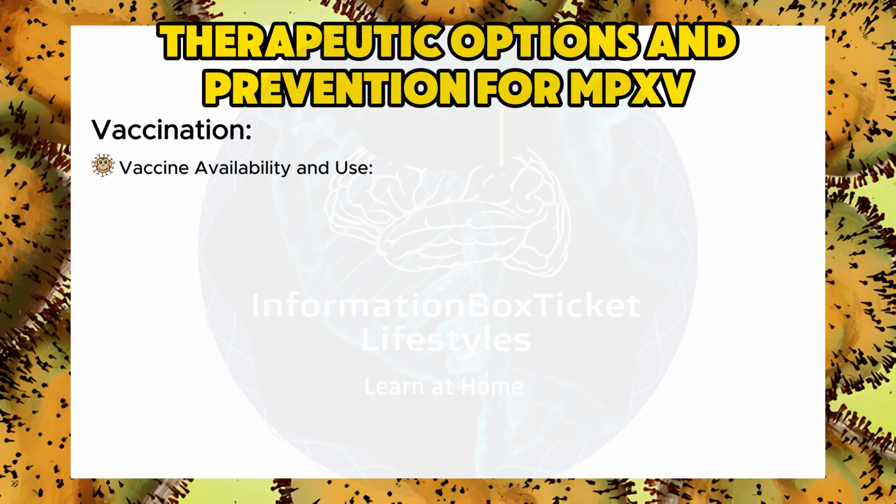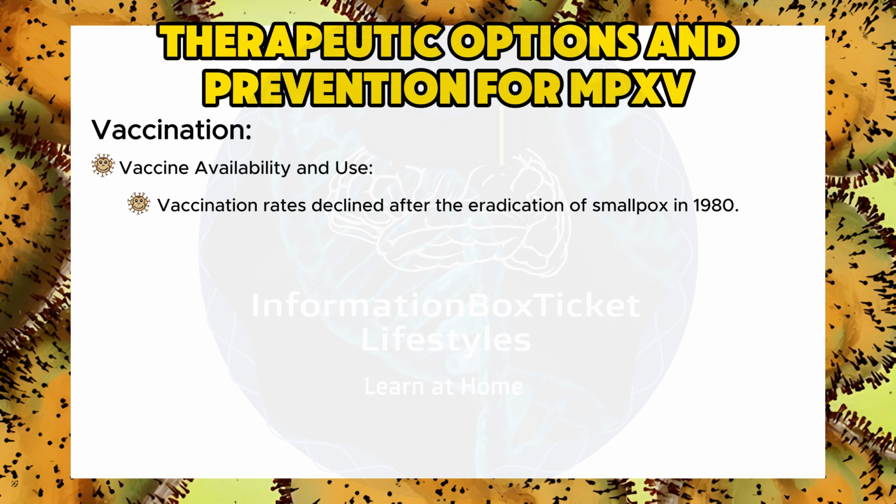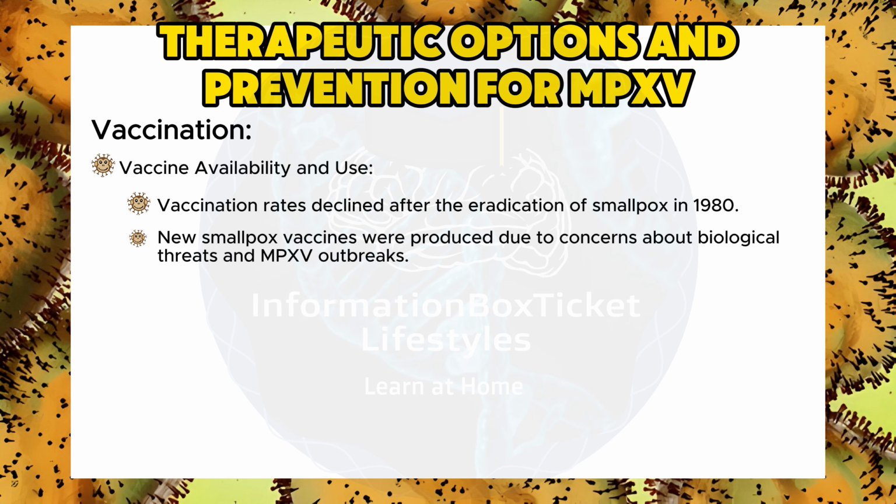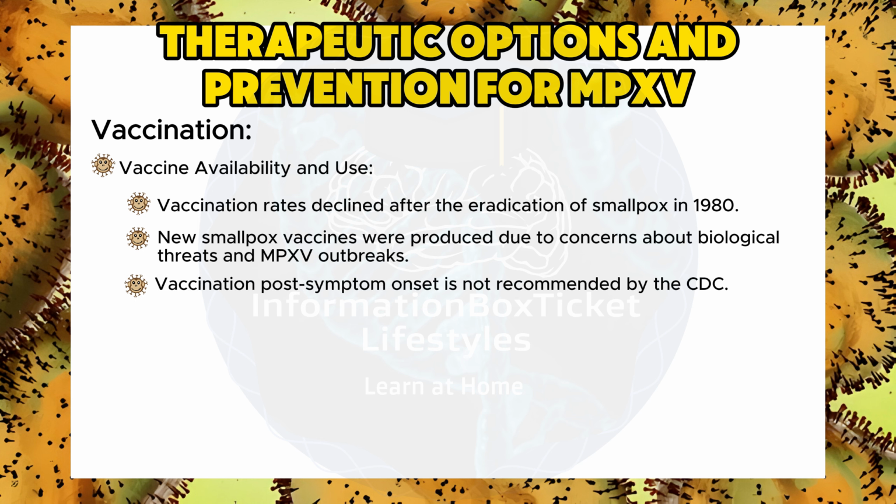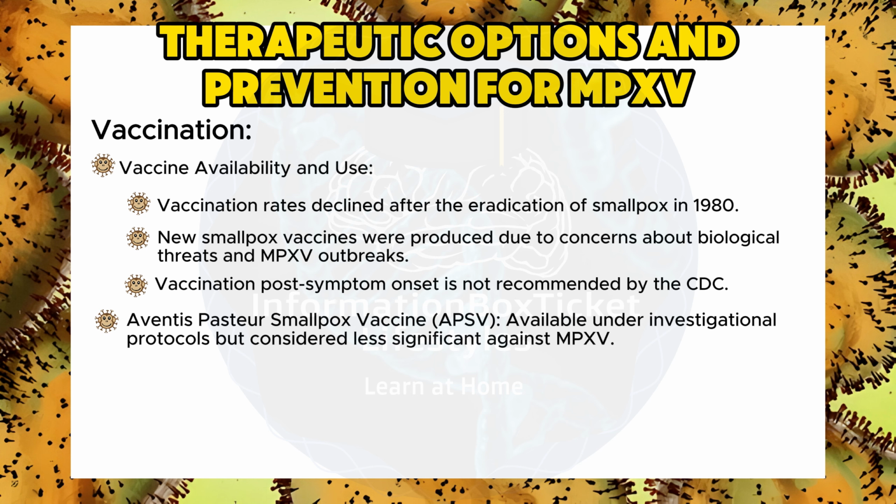Vaccine availability and use. Vaccination rates declined after the eradication of smallpox in 1980. New smallpox vaccines were produced due to concerns about biological threats and MPXV outbreaks. Vaccination post-symptom onset is not recommended by the CDC. Aventis Pasteur Smallpox Vaccine, APSV, is available under investigational protocols but considered less significant against MPXV.